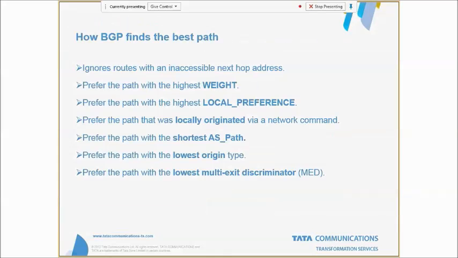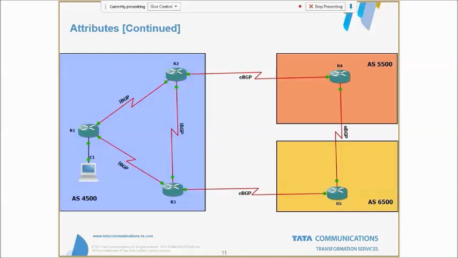The last one is lowest multi-exit discriminator. The main difference between weight, local preference, and MED is that local preference influences the outbound traffic, whereas MED influences the inbound traffic towards the AS. It's also mostly configured at the edge of the autonomous system. Say for instance, we are configuring the MED on R3. It influences the path, and R1 might prefer R3 as the best path over R2. Again, the lowest value is preferred. The default value of MED is 0.